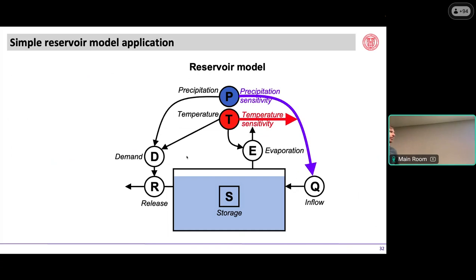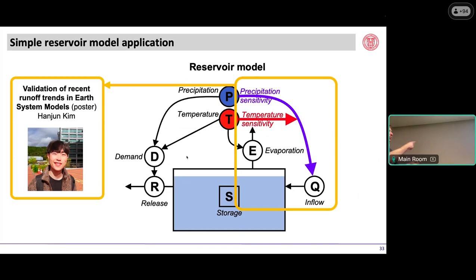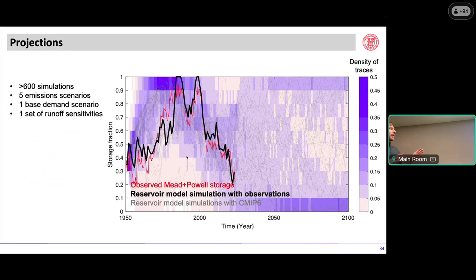I put in this highlight slide, but now I realize Hanjun's poster was already yesterday, and he's looking in detail at this runoff sensitivity in climate models. So if you didn't catch his poster but you're interested in it, you can find him at the conference.